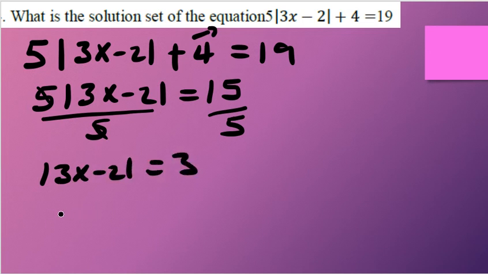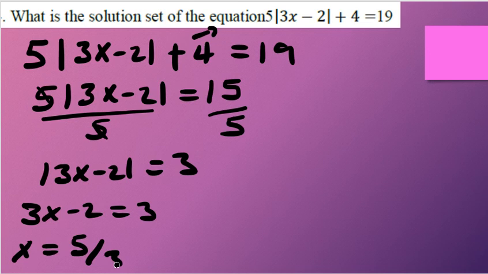Now try to observe here. The number on the right side is positive. The absolute value on the left side is alone. So as I said before, this one has two possible outcomes. The first possibility, 3x minus 2 is equal to 3. That means if I shift to the other side, it will be added, then divide by 3 on both sides. Then the x value will be 5/3. That is one of the answers.